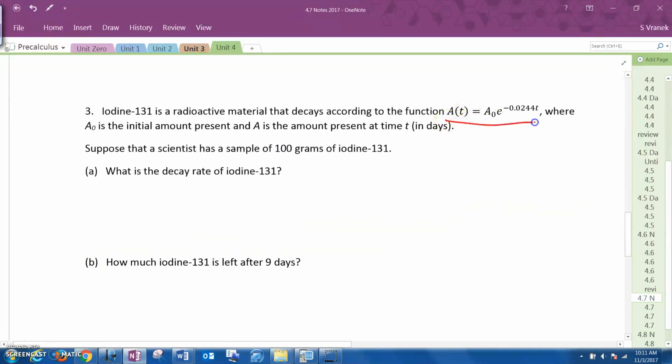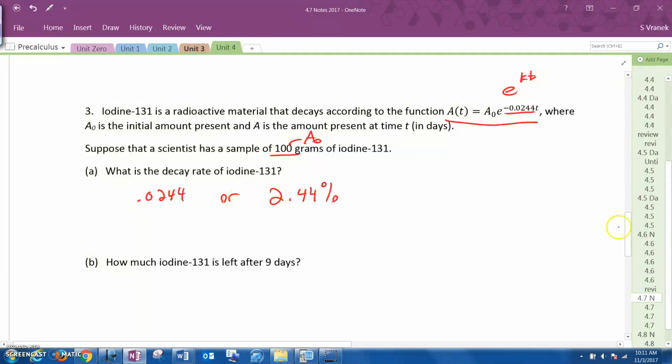Now, this is an exponential function where e is the exponential function, I should say. A sub 0 is the initial amount, so right away, if I'm reading, we have a substance that's radioactive. We have 100 grams for that, so this is A sub 0 here. It says, what is the decay rate? Well, the rate is up here. Remember, it's e to the kt, and k is the decay rate. So we would say it is 0.0244, or if we make that a percentage, it's 2.44% decay.